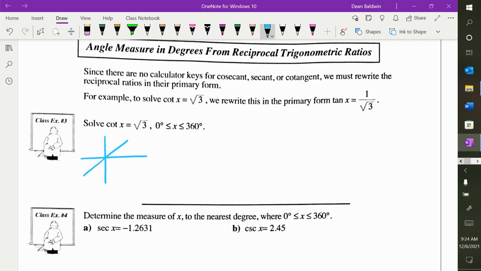Cotan is 1 over tan. I don't want to deal with cotan, so change it to 1 over tan. So 1 over tan x is equal to root 3. How do I solve for tan? Flip it. So I'm going to get tan of x is equal to 1 over root 3. Okay.